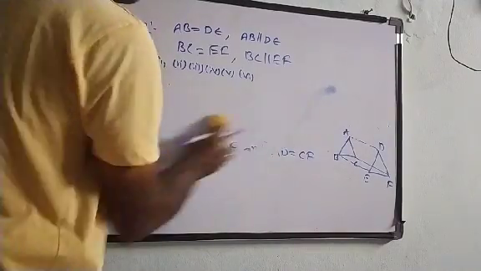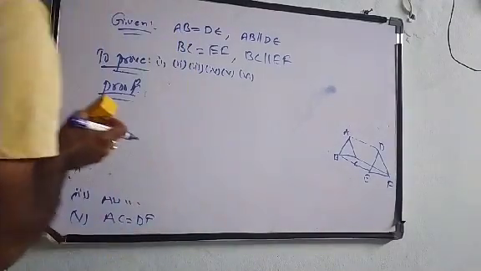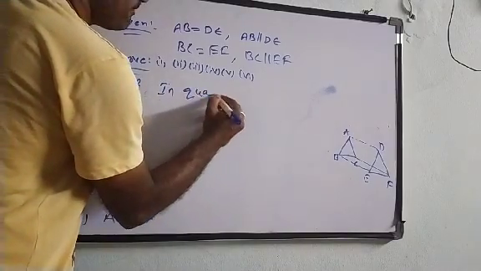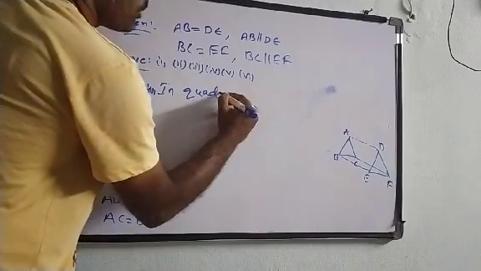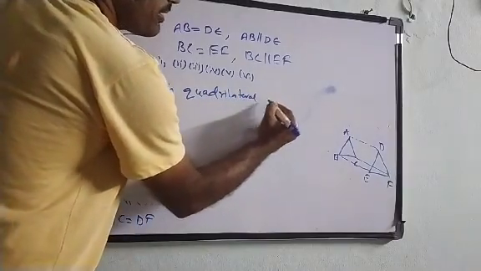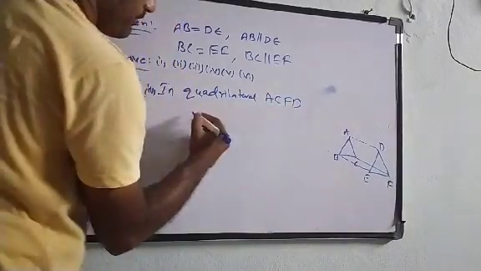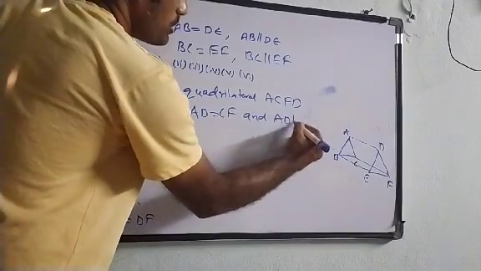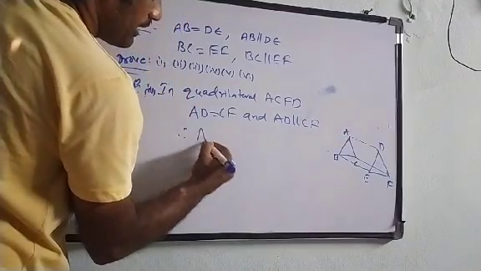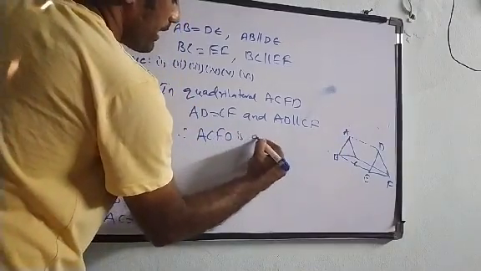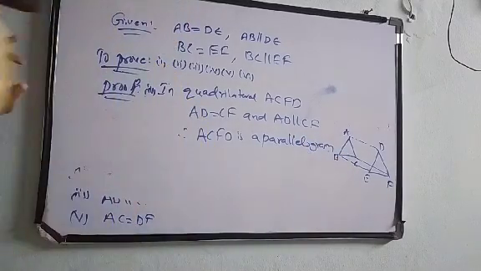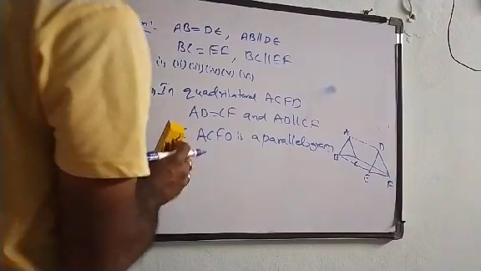Next, let us do the fourth proof. We have to show ADCF is a parallelogram. In quadrilateral ACFD, AD is equal to CF and AD is parallel to CF. Therefore, we can call ACFD a parallelogram. So this is the fourth proof. Now the fifth: AC is equal to DF.